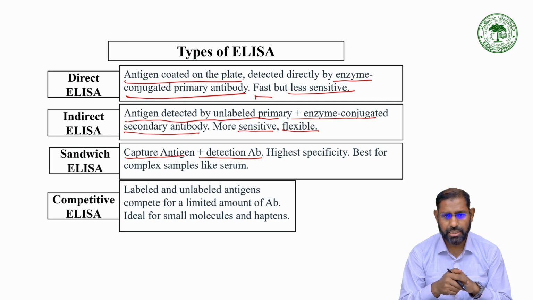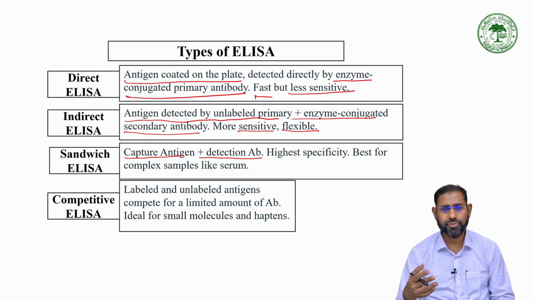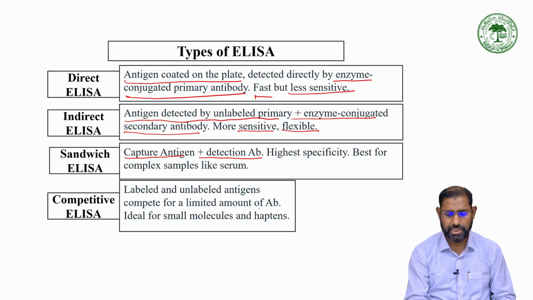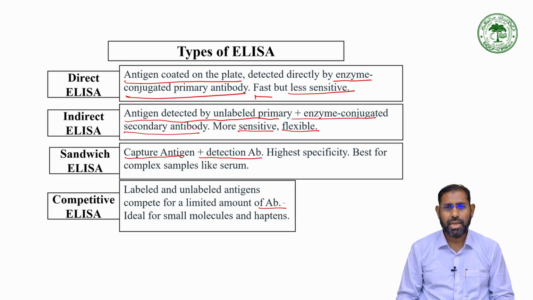What about the competitive ELISA? Labeled and unlabeled antigen compete for a limited amount of antibody, meaning the antibody is limited in this case, and it is ideal for small molecules or haptens, small antigens.